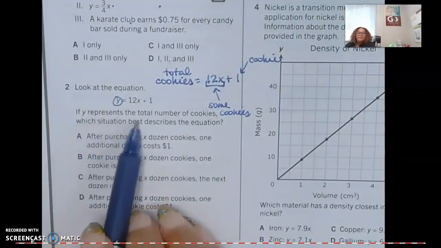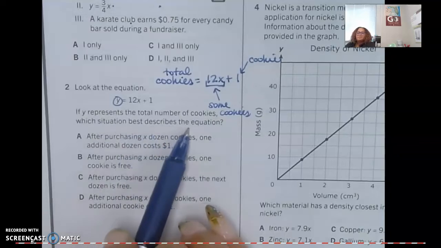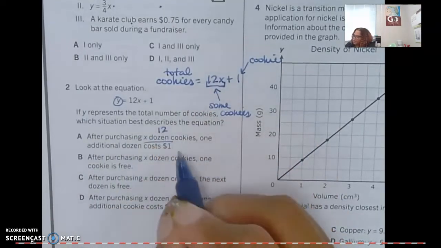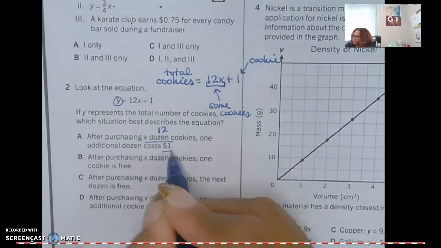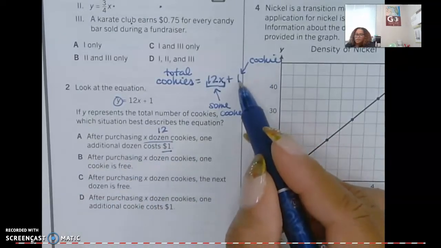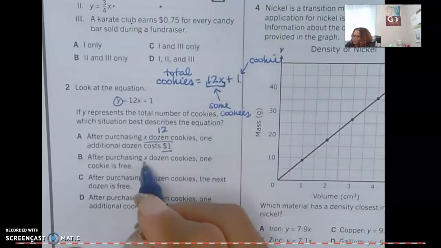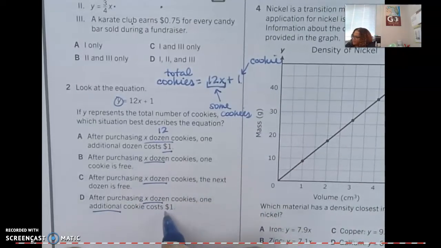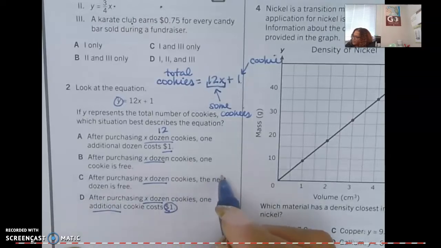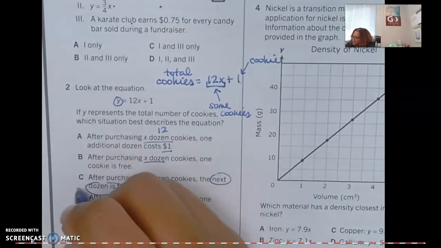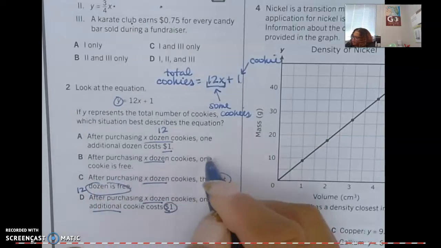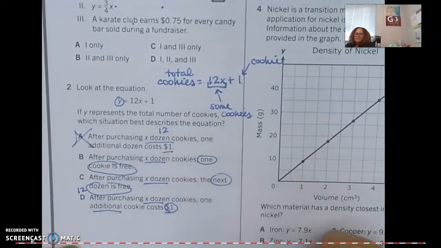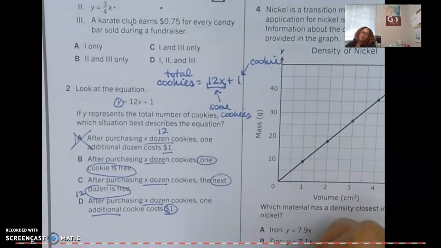So if it says y represents the total number of cookies, which situation best describes the equation? This says after purchasing x dozen, well, a dozen is 12 cookies, 1 additional dozen costs $1. This is 1 cookie, not $1. X dozen additional cookies, x dozen, $1. 1 dozen is free. Remember, a dozen has to do with 12. 1 cookie is free. So we know that this one's wrong. Find the best answer otherwise. And if you don't know it, Skyward will tell you.